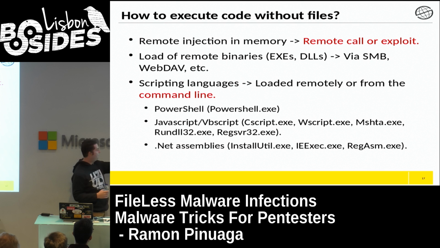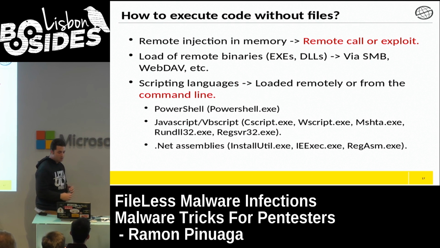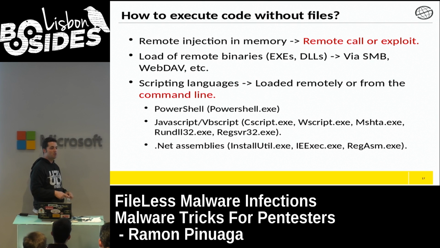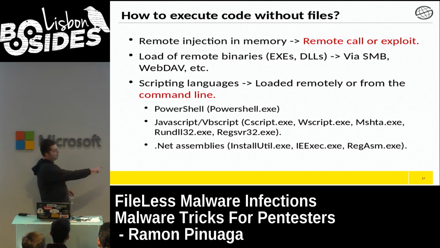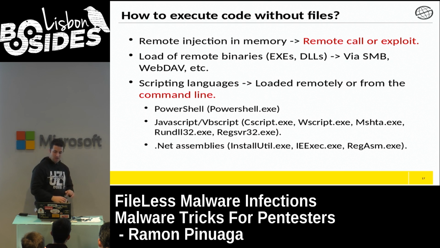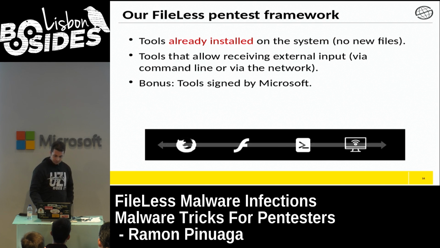And another option we have for the first stage of our malware is to use .NET assemblies. .NET assemblies can be loaded remotely, so we can use any of these tools to load a remote binary, a remote .NET assembly, for launching our malware.